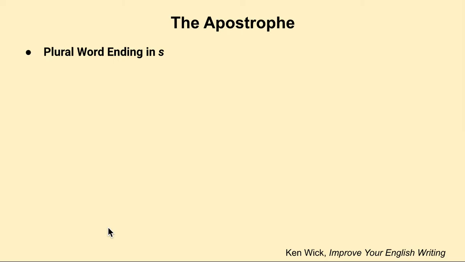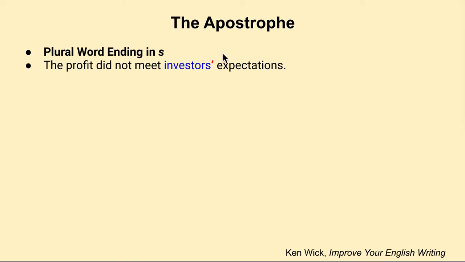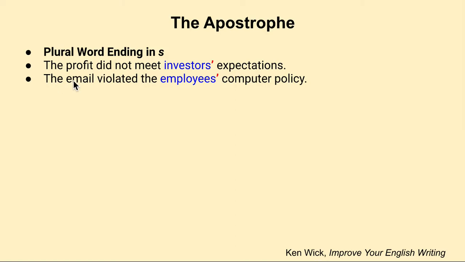So what about plural words ending in s? Remember I said this is the typical case. So most plural words end in s. So if that's the case, then what you do is you just add an apostrophe. So here we have the profit did not meet investors' expectations. Here investors is plural. We're forming the possessive form. So we just add an apostrophe after the s. Another example is the email violated the employees' computer policy. Here employees is plural. We need to form a possessive form. So we just add an apostrophe after the s.